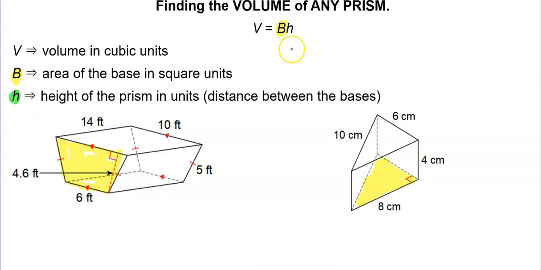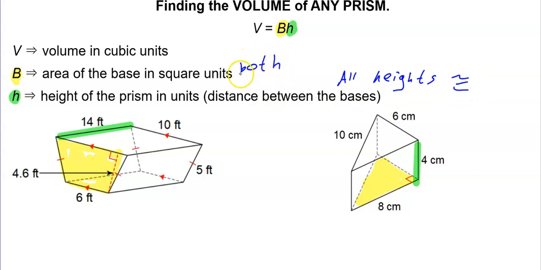And you will multiply that by the height of the prism. The height of the prism is the length between the bases. I always like to use the one that they've labeled, because all the heights are congruent. That's something nice to remember. All heights are congruent. And then remember, both bases are congruent. So it doesn't matter which base you pick, and it doesn't matter which height you pick. They are all congruent.